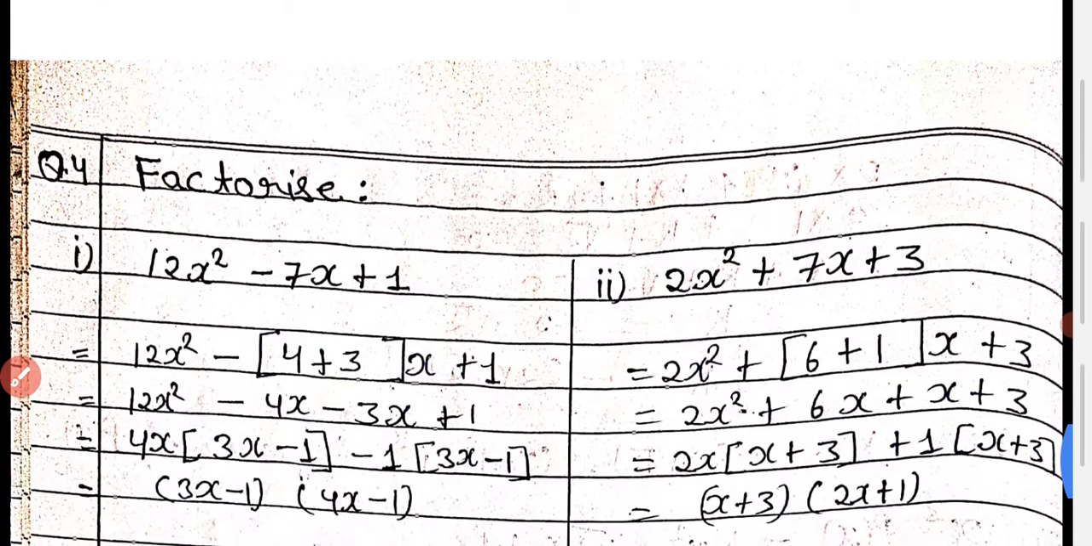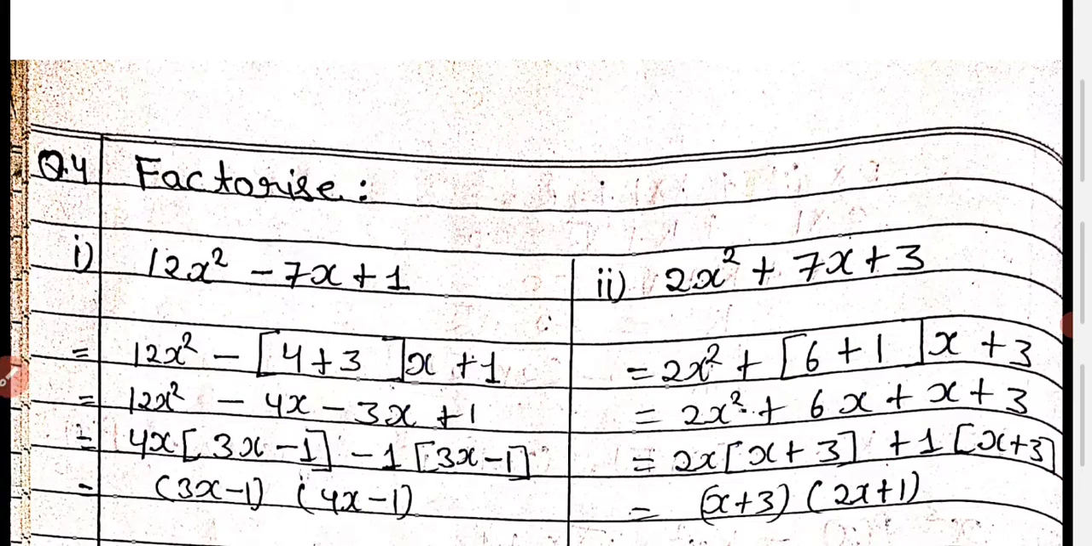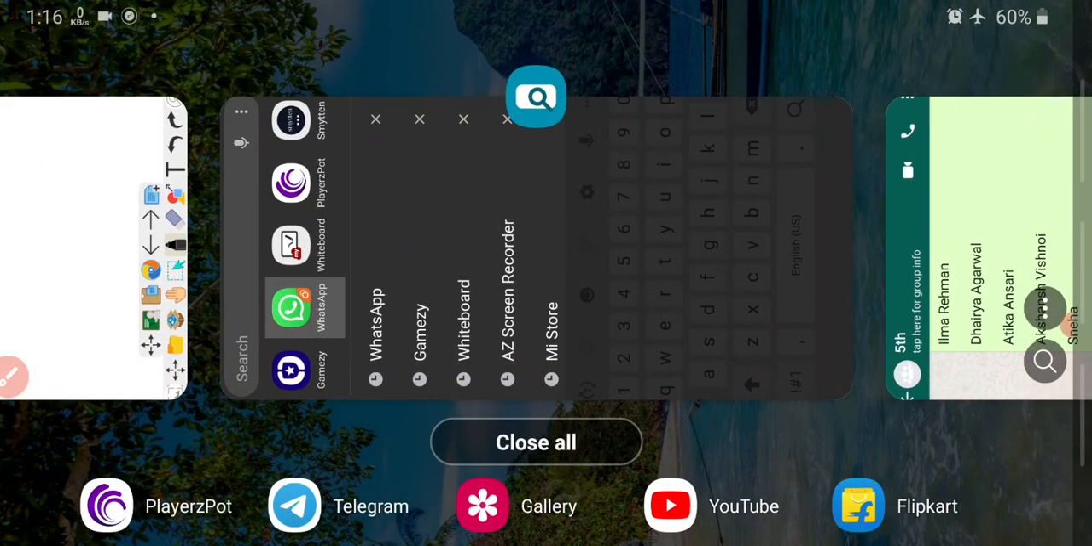Now come on to question number 4, factorize. Okay, before starting this question, I am going to explain this question in detail first. Then we come to the first question, 12x square minus 7x plus 1. So I am asking this question first on the board.